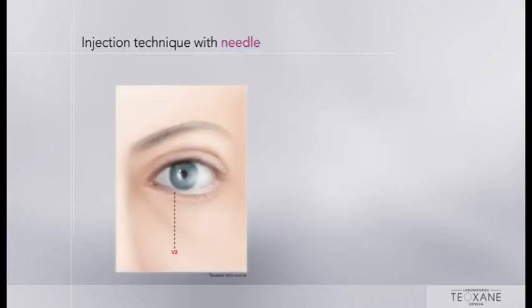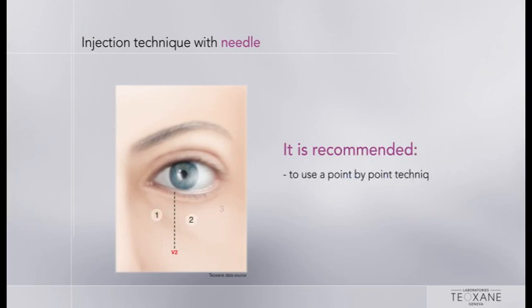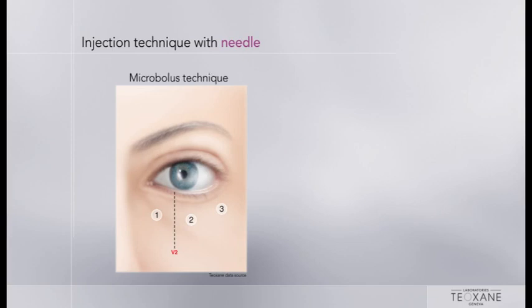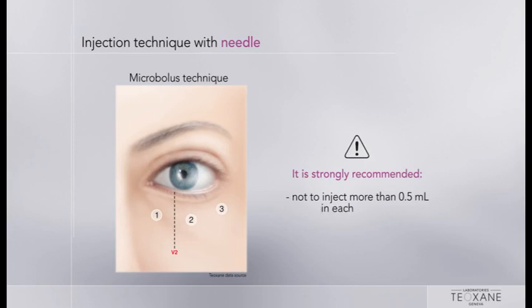Now, we will see how Redensity II injections are performed with needles. It is recommended to use a point-by-point technique and to inject a maximum quantity of 0.5 milliliters of product in each R circle. This technique is called microbolus. The injection must be slow, deep under the muscle, in the tooth, and in small quantities. It is strongly recommended not to inject more than 0.5 milliliters of Redensity II in each R circle.